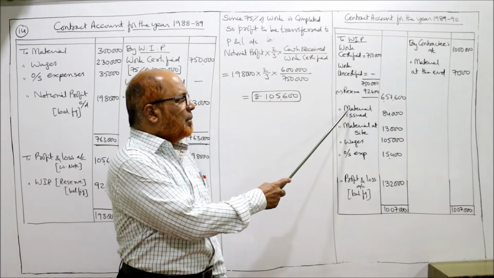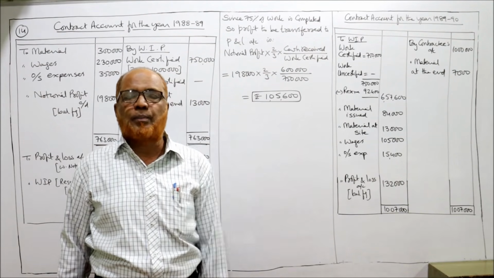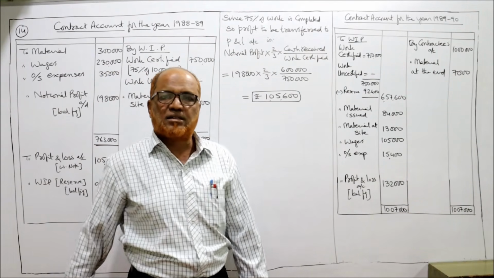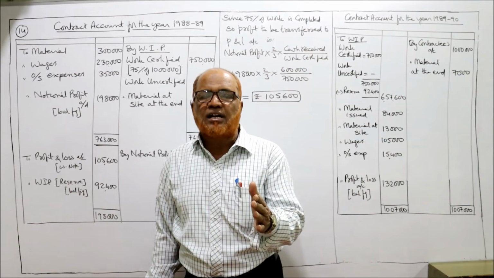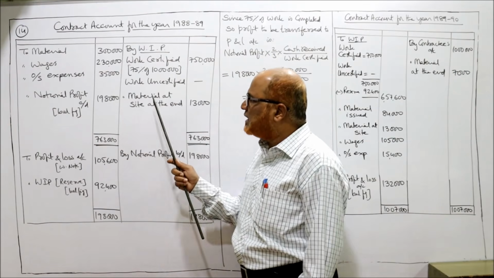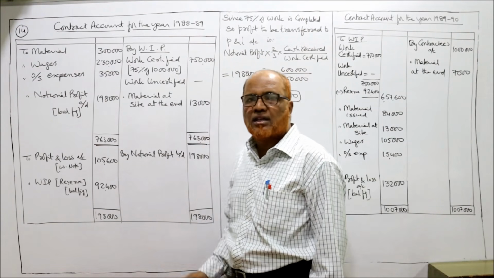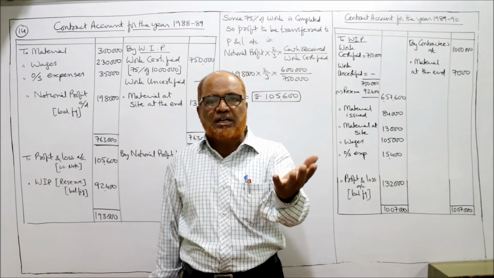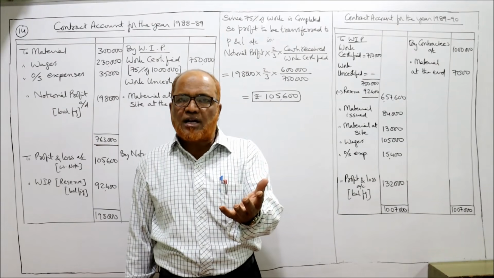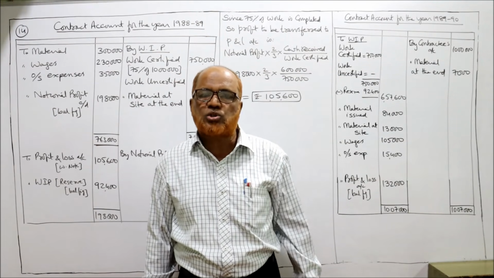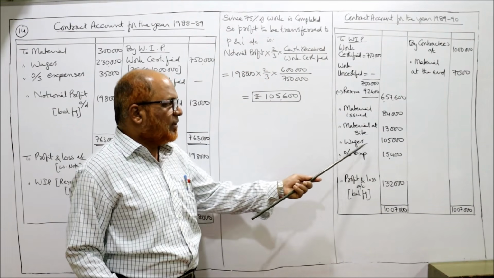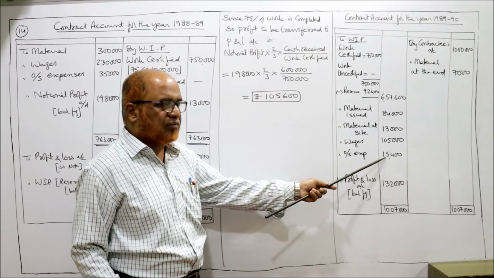To this we take material issued 84,000, given in the problem. Second year material consumed is given. Then material at site. See here, at the end of first year, some material was lying unused at the site. How much is the material at site at the end of first year? 13,000. So the material left at the site at the end of the first year was used in the second year, so the closing stock of the first year becomes the opening stock of the second year. So this material consumed, 13,000, will be taken on the debit side. Then wages 1,05,000, outstanding expense 15,400.